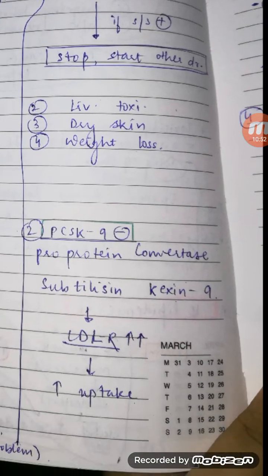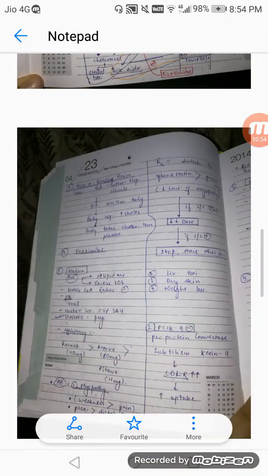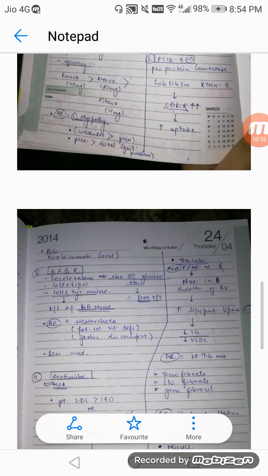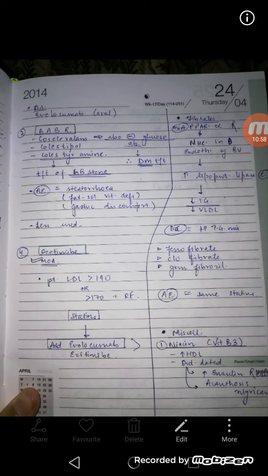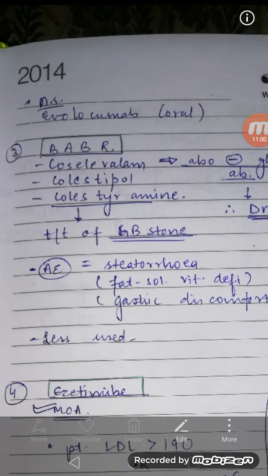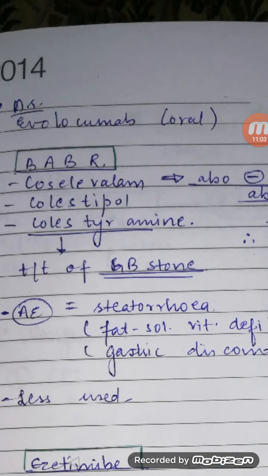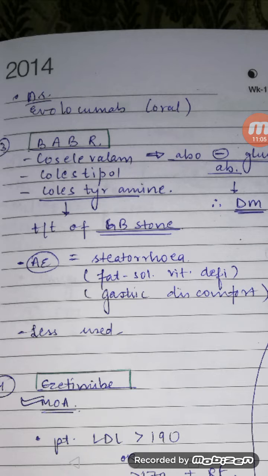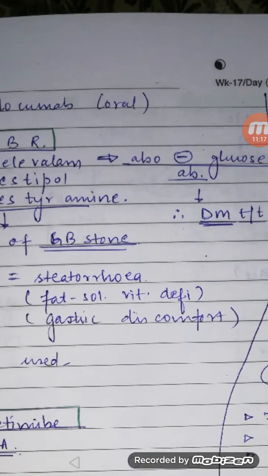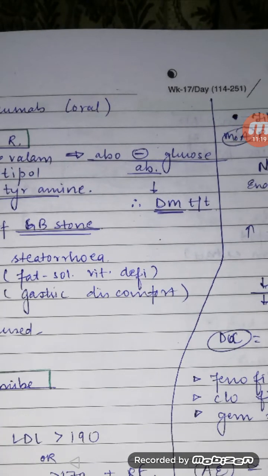Now coming to the second class, bile acid sequestrants. In this we have three drugs. Their names are a little atypical: colestipol, colesevelam, cholestyramine. So this first drug, colestipol, is also decreasing the glucose absorption in the gut.